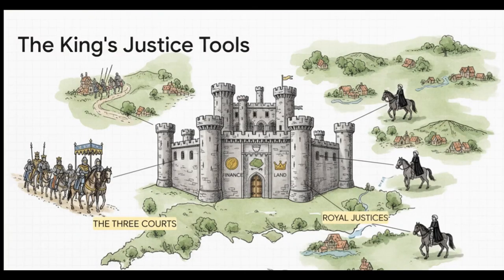To pull this off, the monarchy basically built a justice system from scratch. You had the king's personal court, the Curia Regis, that actually traveled around the country. Then you had royal justices who would ride out to towns to hold court sessions. And back in London, they set up these powerful, permanent courts to handle the big stuff: money, land, and crime. The message was loud and clear. Local justice is over. The king's law is the only law that matters now.